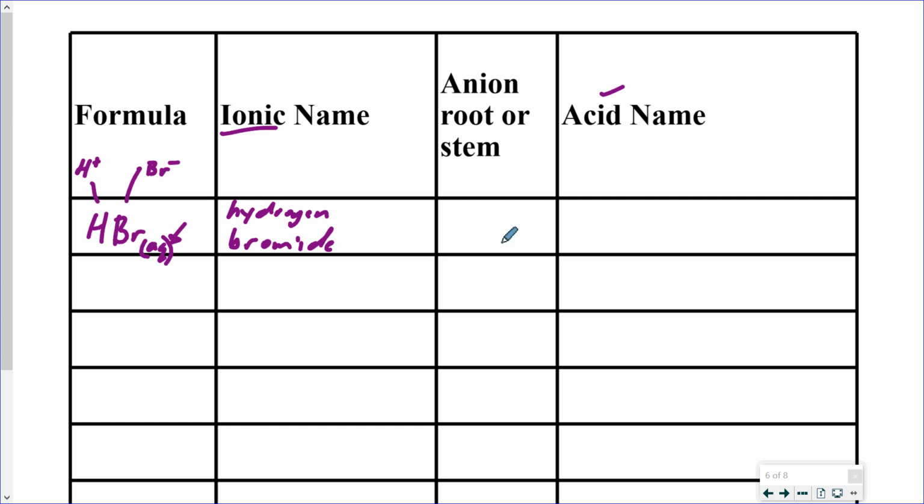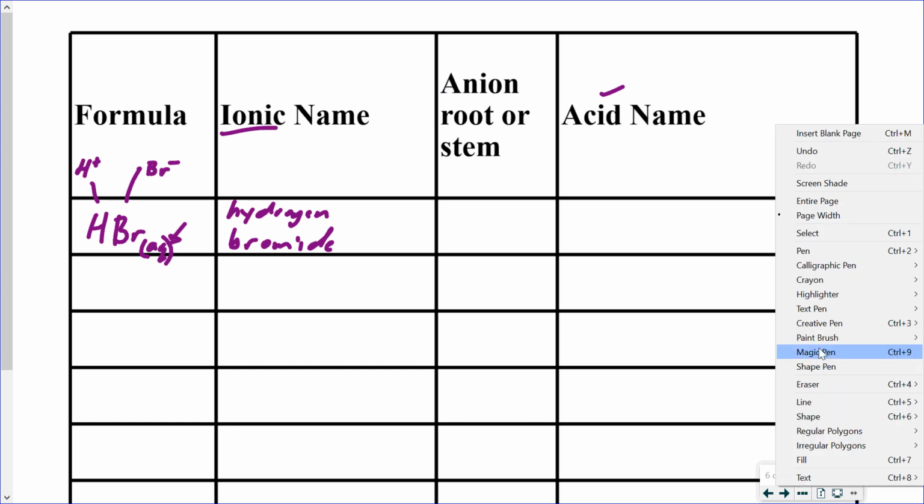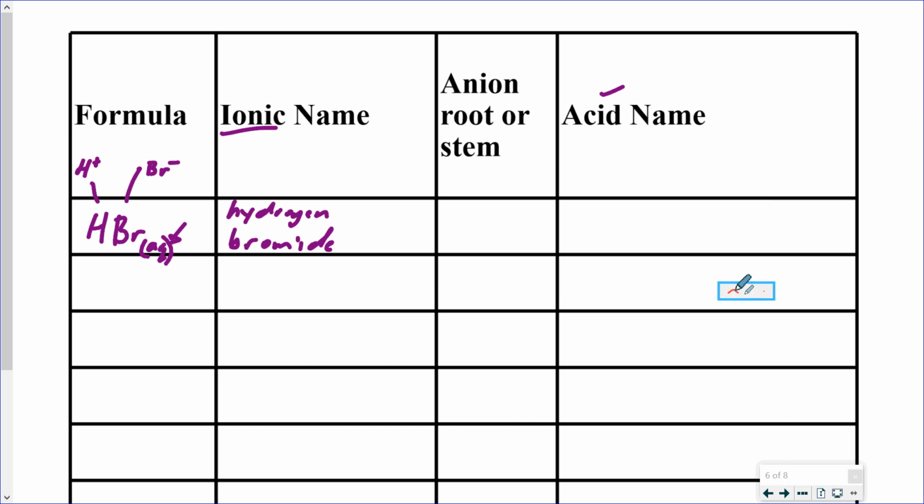So what am I going to do for the naming of this one? So the anion root or stem is going to be everything in the name of the anion except for the IDE. I'm just going to grab a different color here. So this here, the BROM, that's our root. I'm going to write that down again. Remember, all of these are lowercase letters. There are no caps in the naming.